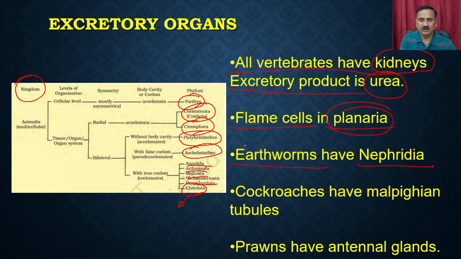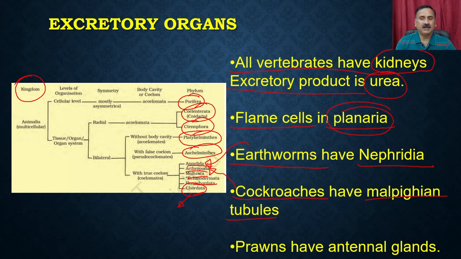So earthworm belongs to a class which is called annelida. Then we have the cockroaches, and within the cockroaches we have the malpighian tubules, and that is being used. The cockroaches belong to the phylum arthropoda. Similarly, we have the prawns, and the prawns are using the antennal glands.